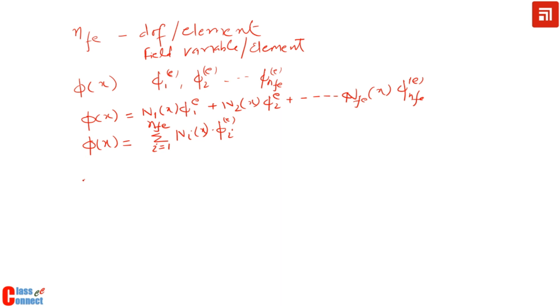So now let us consider a 1D linear element. The value of the field variable here can be represented as phi ie. Let us say this is the ith node, this is the jth node, and the value of the field variable is phi j e for this eth element, and xi and xj are the coordinates of these nodes.